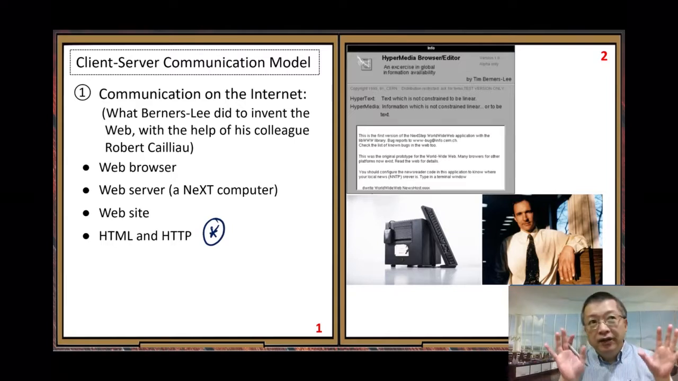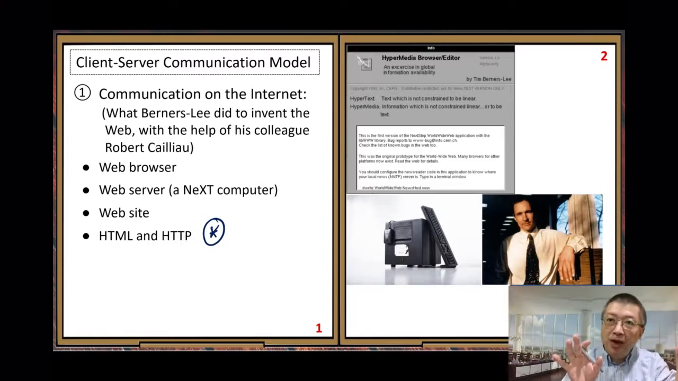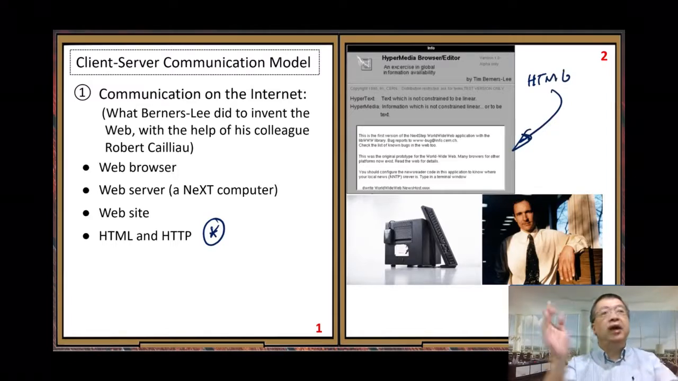Then HTML, to display information at the client side. Web browser, HTML. So here you can see HTML is used to present information at the client side. Then communication between client and server. How to do communication?